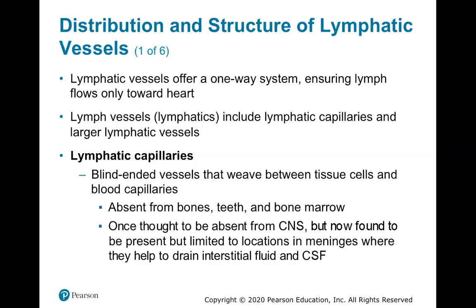Distribution and structure of lymphatic vessels. So the vessels offer a one-way system, which ensures the lymph only flows towards the heart. So it never goes in an opposite direction. Lymphatic capillaries are blind-ended vessels that weave between tissue cells and blood capillaries. Those are absent from bones, teeth, and bone marrow.